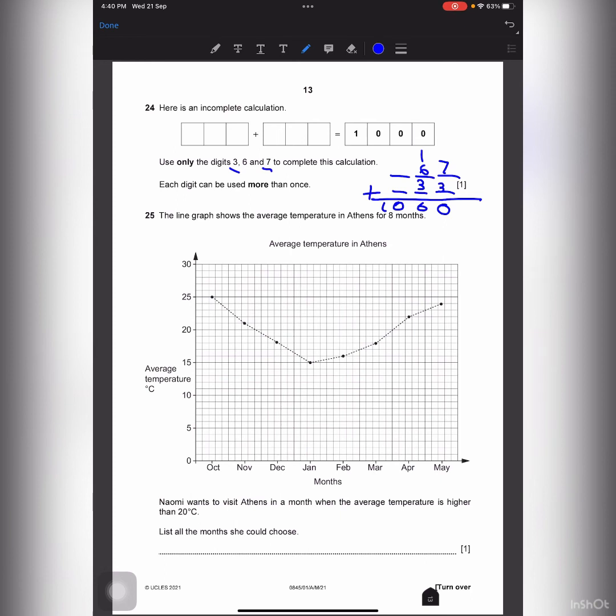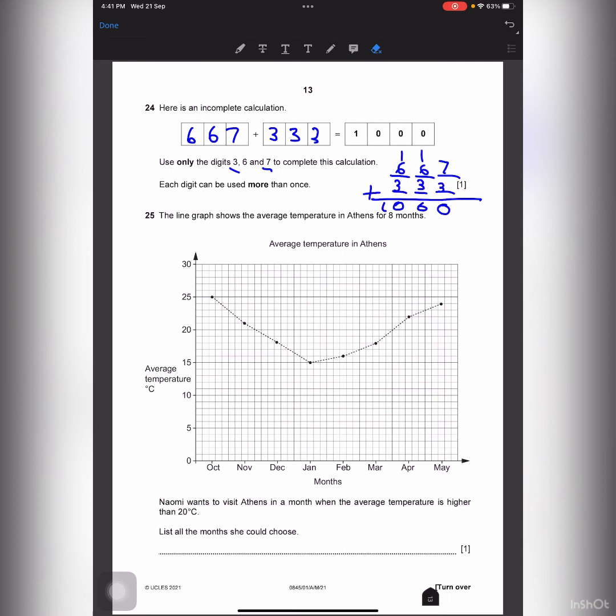We are allowed to use these digits. We can use them more than once. So now this is also going to be 10. 1 will go up there. And now we can do 3 again. And you can use 6 here. There we go. We got it. So 667 plus 333.